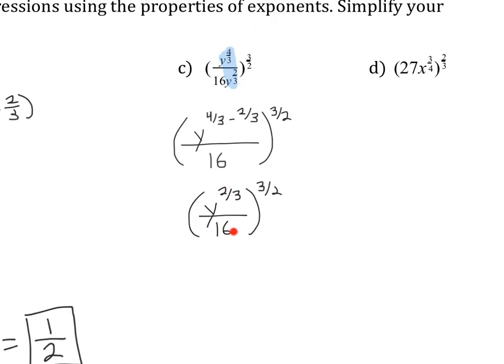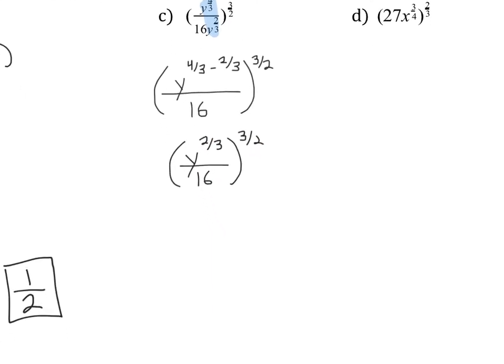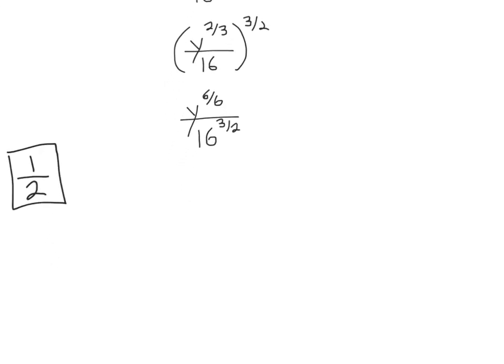So remember, when we have a quotient being raised to a power, we can distribute the exponent. And our rule here for raising a power to a power is to multiply the exponents. So we're going to do 2/3 times 3/2, so we multiply the numerators, and then we multiply the denominators, and then we also have 16 to the power of 3/2. Now, of course, here, this just simplifies to y to the power of 1.